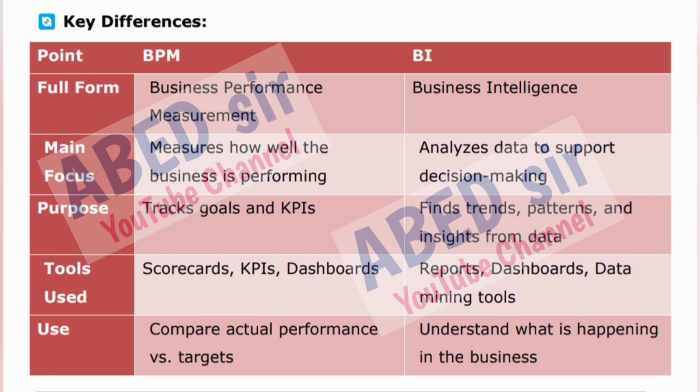Full form: Business Performance Measurement; Business Intelligence. Main focus: measures how well the business is performing; analyzes data to support decision making. Purpose: tracks goals and KPIs; finds trends, patterns, and insights from data. Tools used: scorecards, KPIs, dashboards; reports, dashboards, data mining tools. Use: compare actual performance versus targets; understand what is happening in the business.